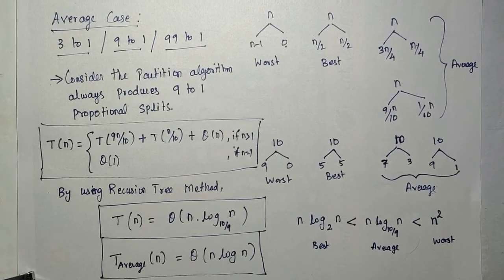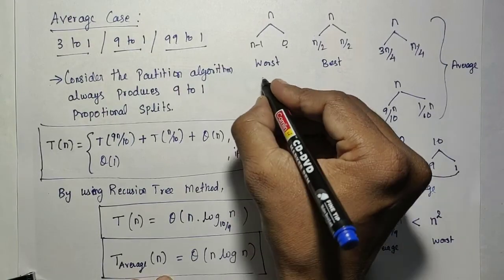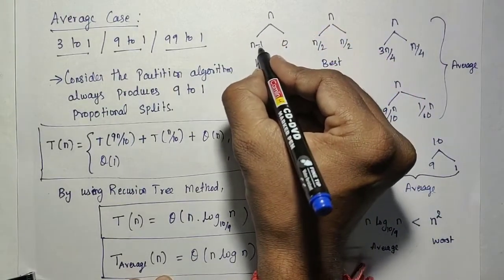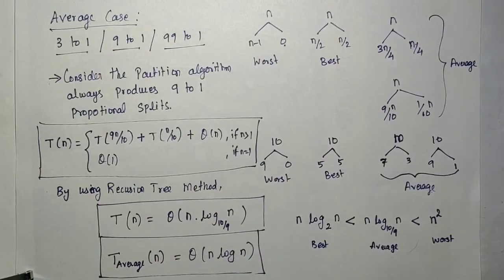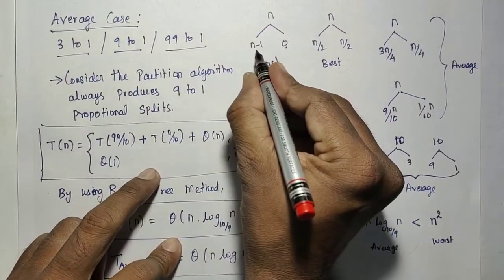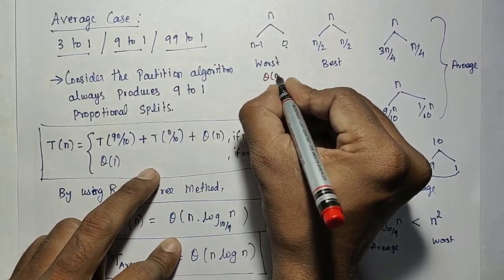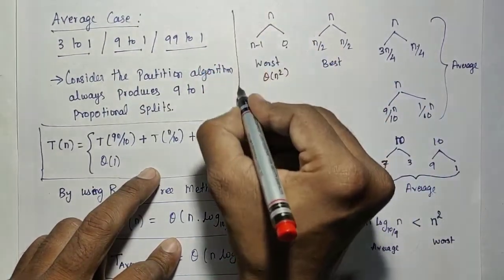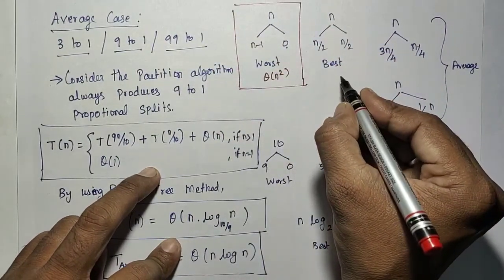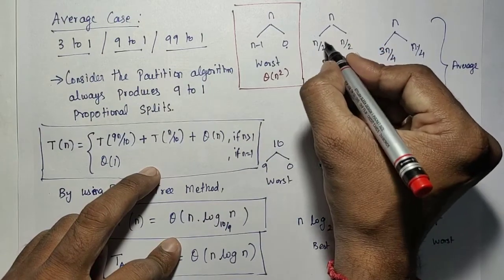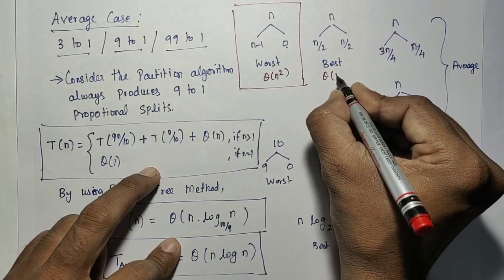Okay, so there are 3 cases. In the worst case, n is divided into n minus 1 and 0, so the complexity is Theta of n squared. And in the best case, n is divided into n by 2 and n by 2. In that case, the complexity is n log n.